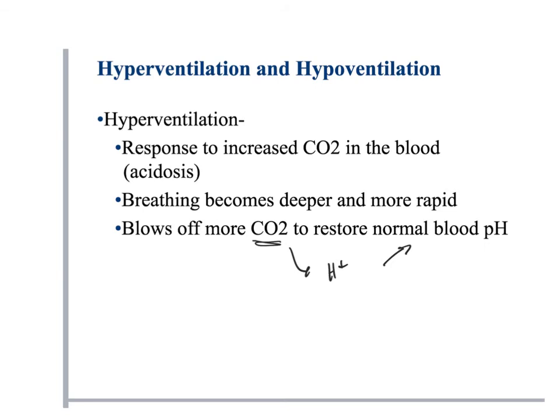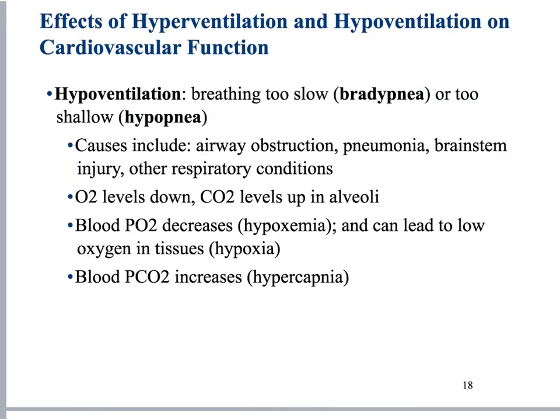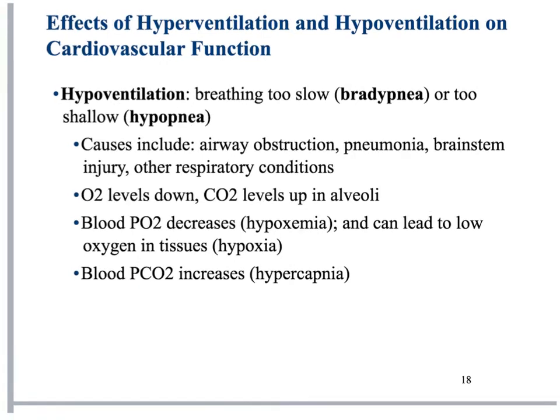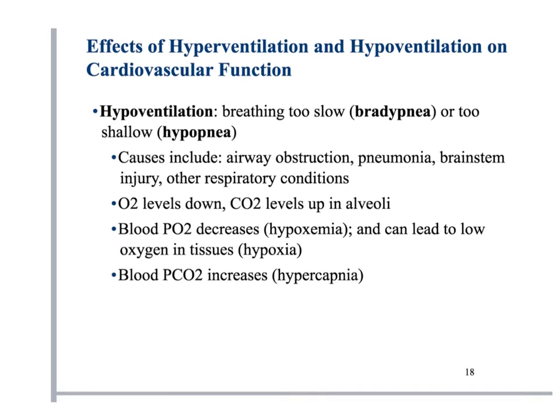Opposite to hyperventilation is hypoventilation. Hypoventilation is breathing too slow. Too slow is bradypnea, or too shallow, hypopnea. Causes include obstruction, pneumonia, chronic obstructive pulmonary disorder (COPD), a brainstem injury in the pons or medulla, and other respiratory conditions such as bronchitis.